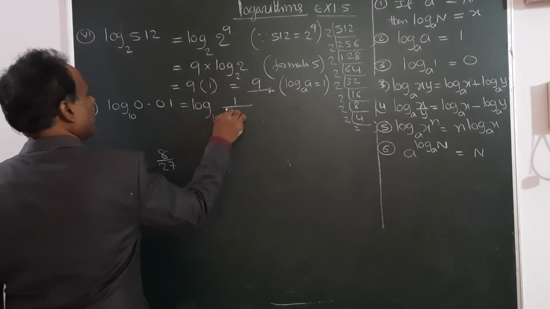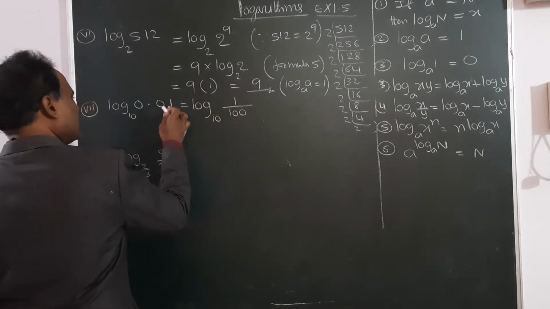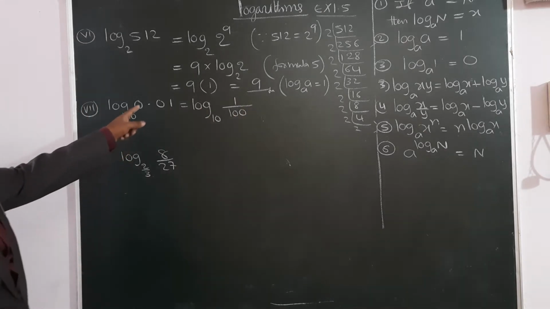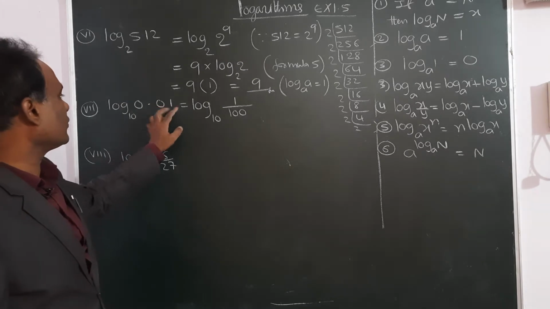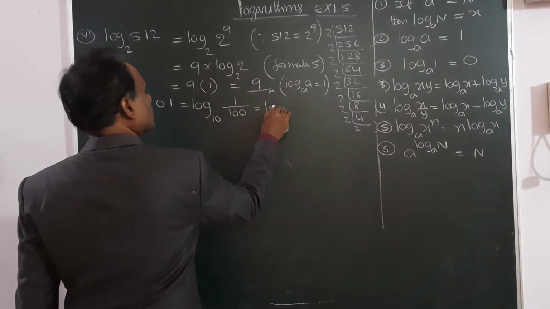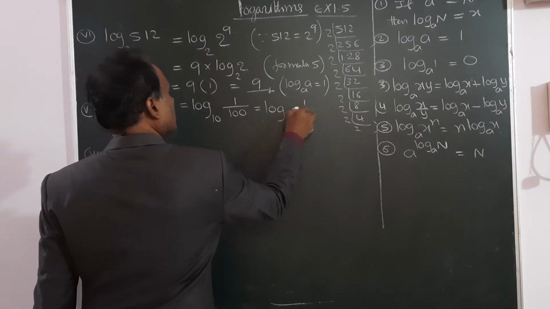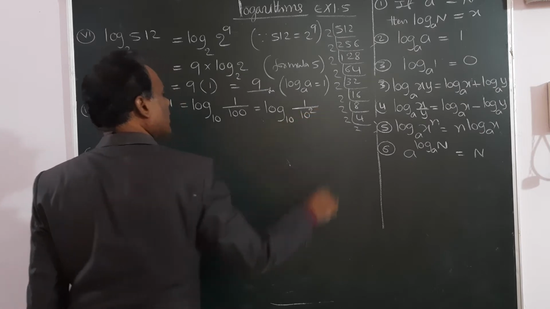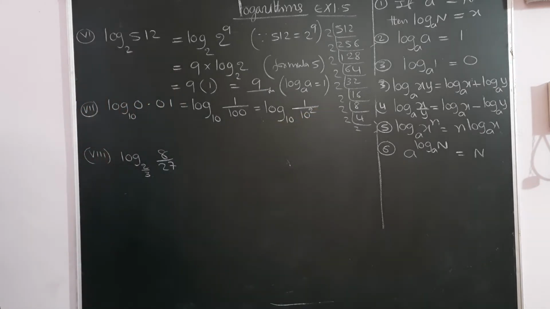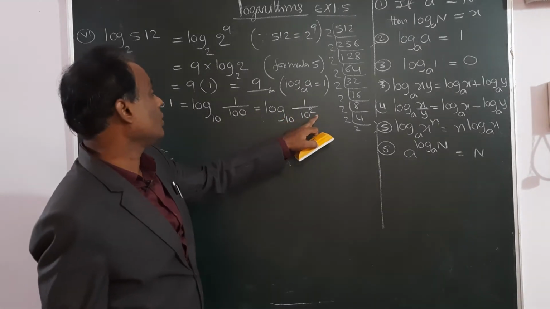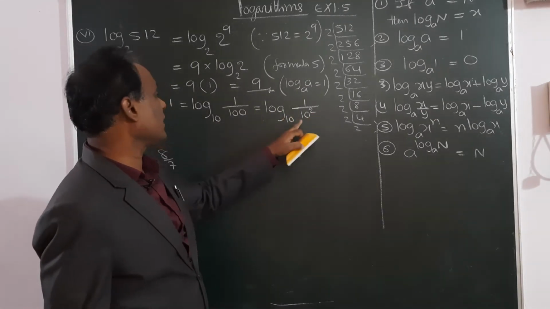Now the next one: remove the decimal, we will get 100. See, 0.01 can be written as 1 by 100, you know it, you study this in decimals. If you remove the decimal, because there are 2 digits, you will get 2 zeros. 100 can be written as 10 into 10, which is 10 power 2.